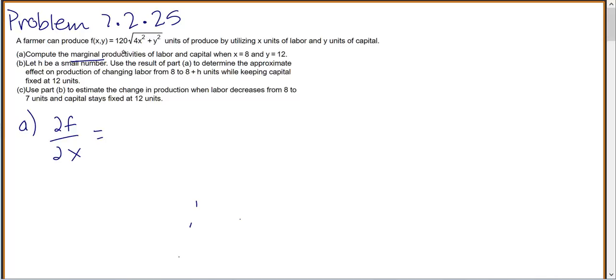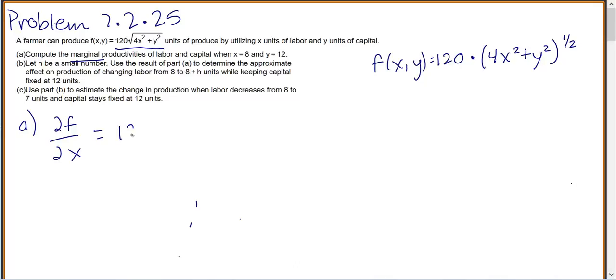Okay, so we have 120 square root of 4x squared plus y squared. Let's rewrite that as 120 times (4x squared plus y squared), and the square root is really the same thing as to the 1/2 power. So we take the derivative just like we normally would. The 120 is a constant, it just stays there. Now when we take the derivative, we take this power of 1/2 and we bring the 1/2 power down.